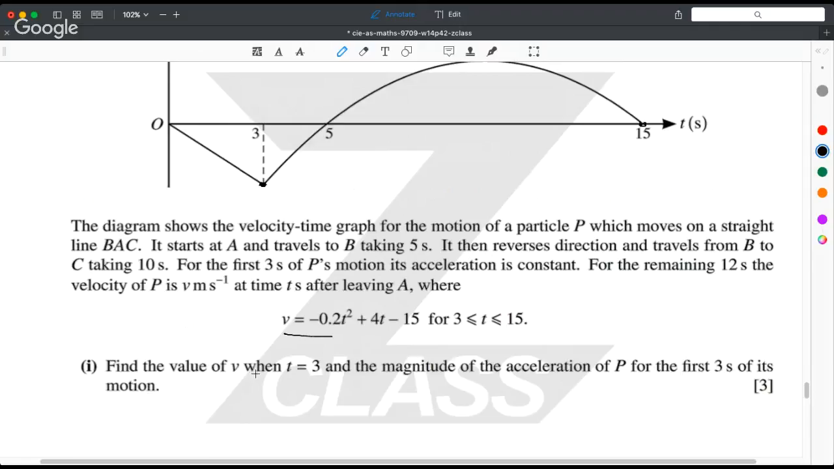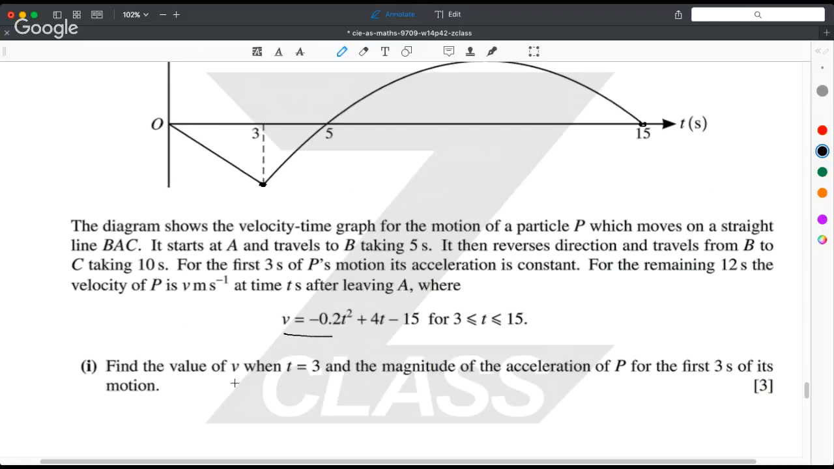And the magnitude of the acceleration for the first 3 seconds. So we're just looking at the straight line motion. If you think about differentiating this, the derivative of a straight line, the gradient of a straight line, is a constant. That's what defines a straight line. Same gradient everywhere. And so it means the acceleration is a constant, whereas in this curve, the acceleration is changing.